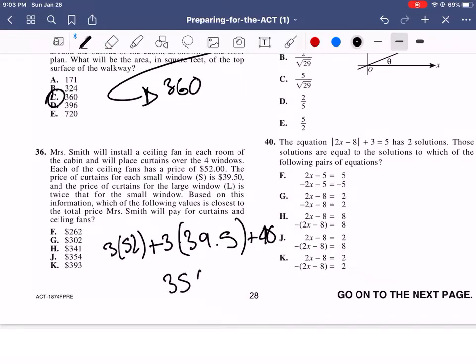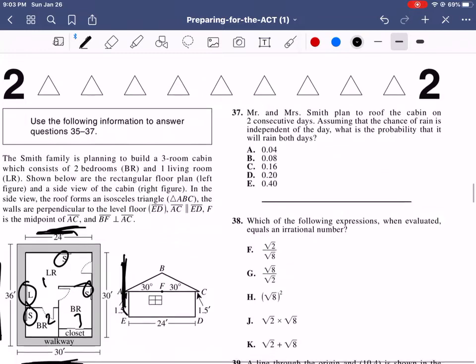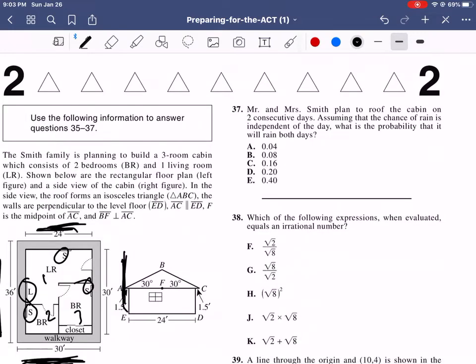Get 354. Answer is J. Mr. and Mrs. Smith plan to roof the cabin on 2 consecutive days, assuming that the chance of rain is independent on the day. What is the probability that it will rain both days?